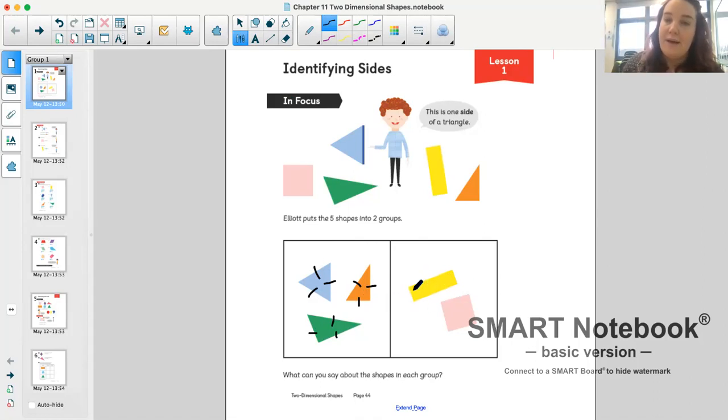Now, this shape is a rectangle. We've got 1, 2, 3, 4 sides. And this one's a square, because remember, it's got all equal sides. It's got 1, 2, 3, 4 sides. This one's got 4 and this one's got 4. And these all have 3. And so he separates them into groups. So all the triangles have 3 sides, and the rectangle and the square have 4 sides.